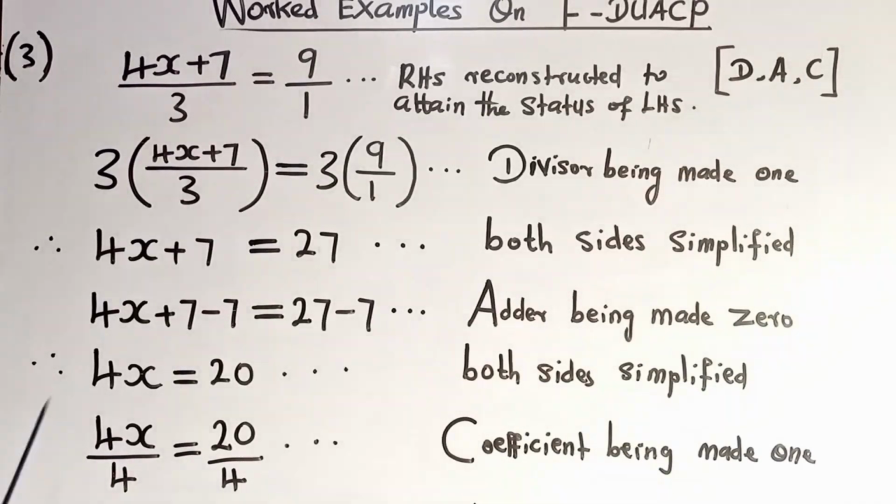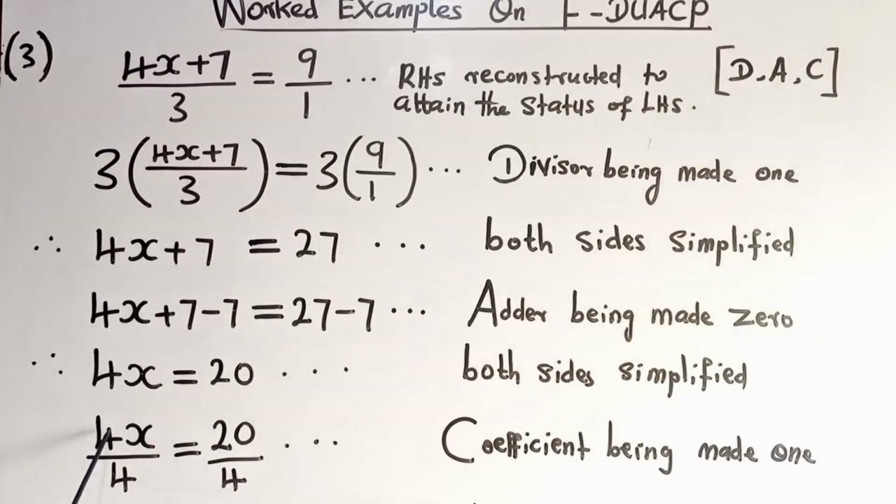Our intention is to make 1 become the x coefficient. And because the value will change here when this 4 is introduced, the same 4 was introduced in the right-hand side to reach 20 over 4. So when this 4 divides this 4, please, class, before we proceed, what is going on here? Coefficient is being made 1 by dividing both sides by 4.